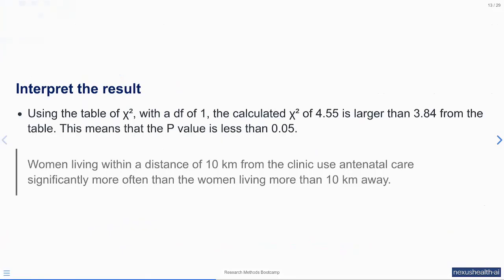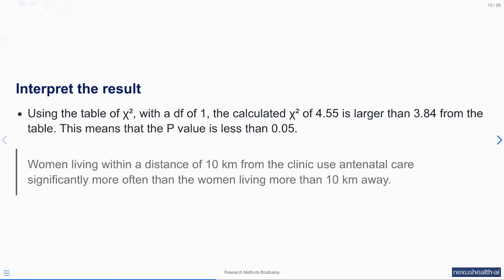Remember, what does the p-value mean? If you recall earlier lectures, it's the probability of observing this data or data that is more extreme than this if the null hypothesis were true. And so we see this in how we interpret the statistics. Your calculated chi-square test is 4.55. This is larger than 3.84.